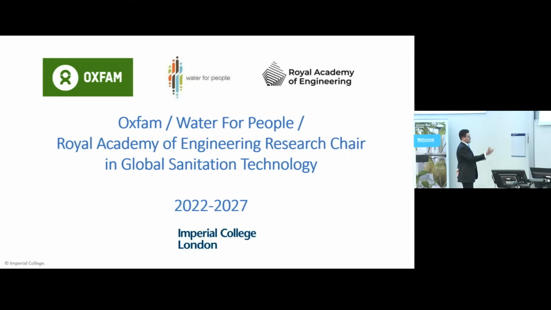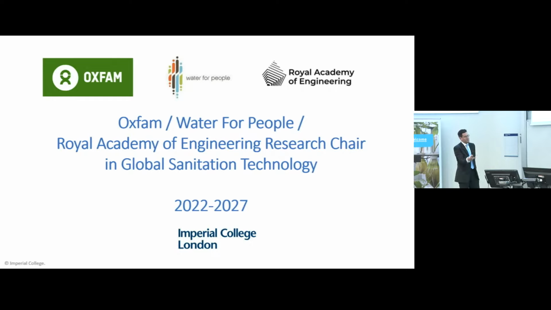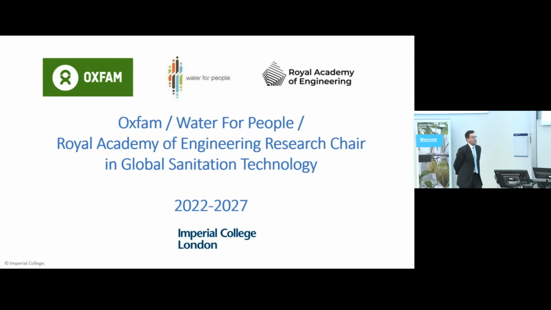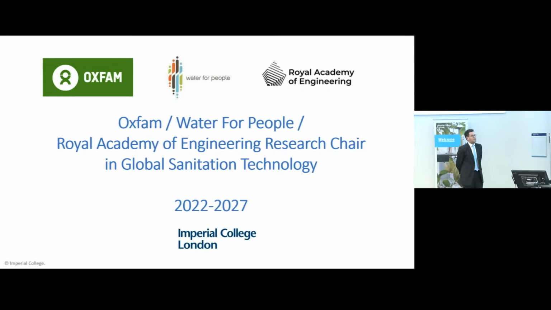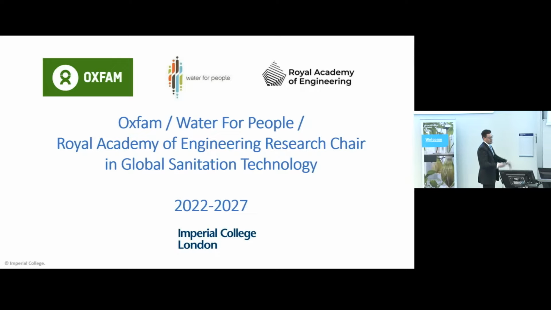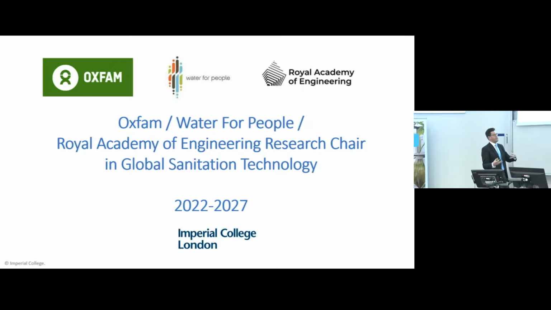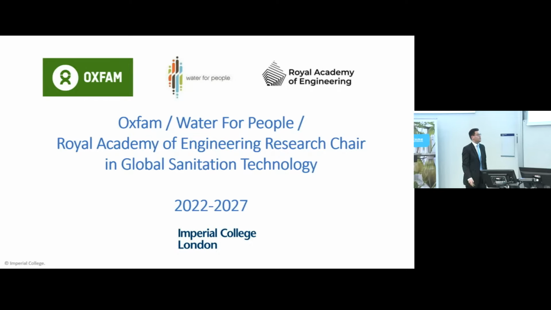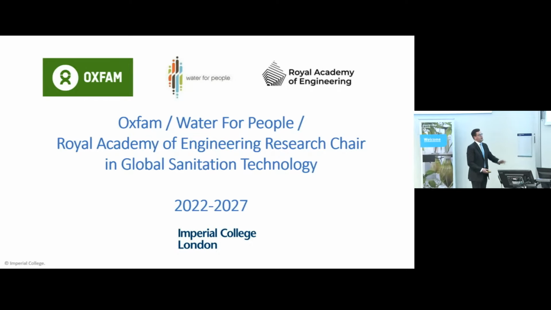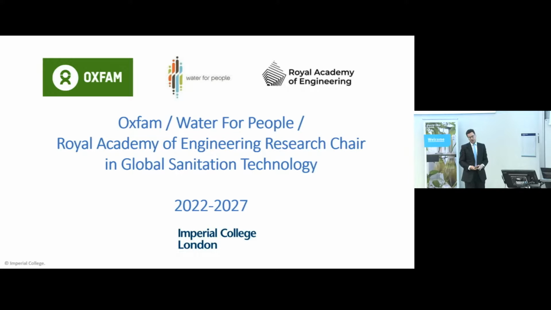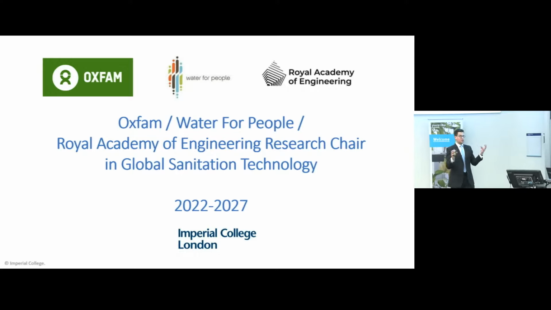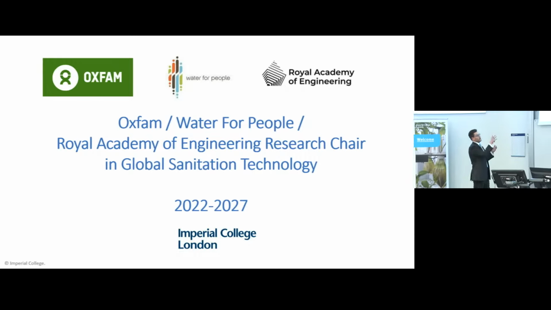So that tells you a bit about what I've been working on in the past, and for the next 5 years, I'm really excited that the Royal Academy have supported this partnership with Oxfam and Water for People, who are really two of the biggest humanitarian organizations in the world implementing sanitation around the world. And the 5-year research program is again looking at aspects of this non-sewered sanitation system and coming up with innovations with partners in 5 different countries to address different aspects of that system.